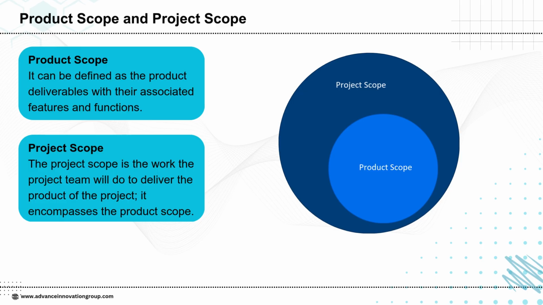This slide highlights the difference between product scope and project scope. Product scope refers to the deliverables of the product itself, meaning its features and functions, what the end product should look like, and what it should do. On the other hand, project scope is broader. It includes all the work the project team must perform to deliver that product. So, project scope encompasses product scope, as shown in the diagram. Simply put, product scope is about what the product is and project scope is about how we get it done.